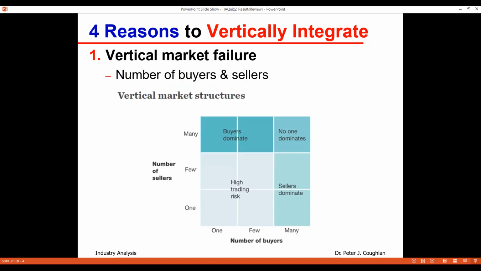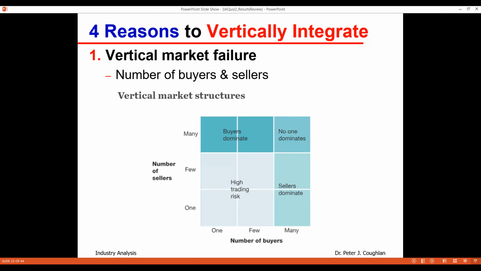consider a situation like this. You could have one, few, or many sellers, one, few, or many buyers, right? And if you have many sellers and one or few buyers, then the buyers tend to dominate. They're much more concentrated. If you have one or few sellers and many buyers, the sellers tend to dominate. When you have many and many, no one dominates. That's a competitive market, right?